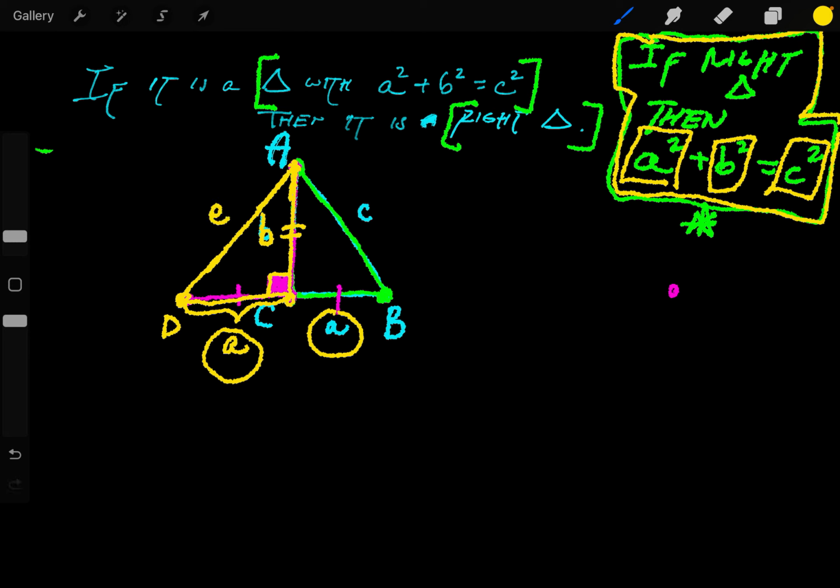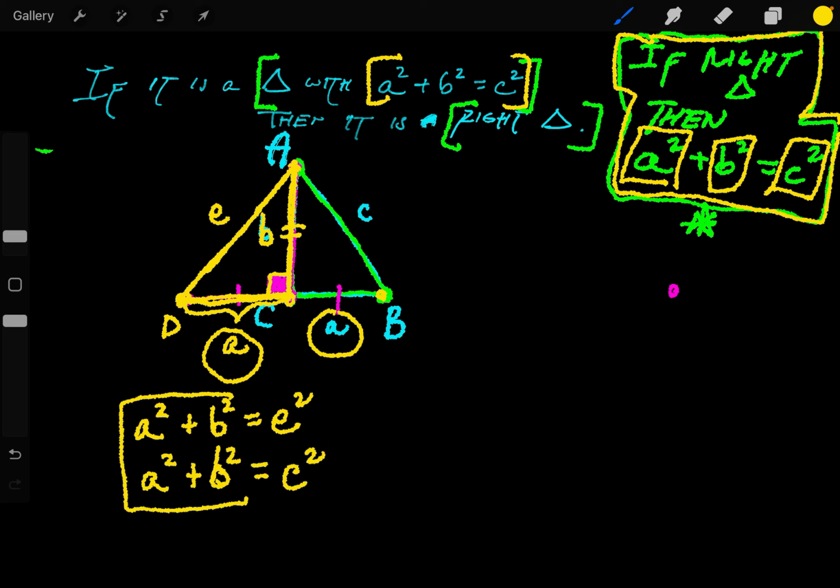Since this is a right triangle by my construction, A squared plus B squared is E squared, because I made this side length A. So I have A squared plus B squared equal to E squared. But in the original triangle, triangle ABC, I know from my hypothesis that A squared plus B squared equals C squared.